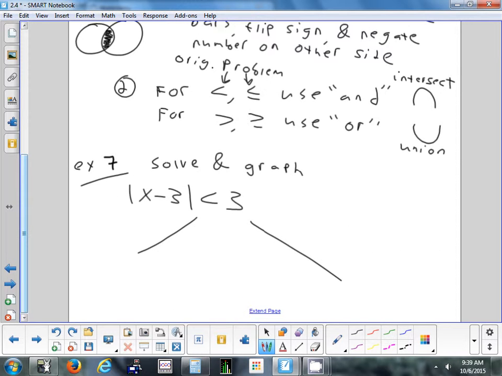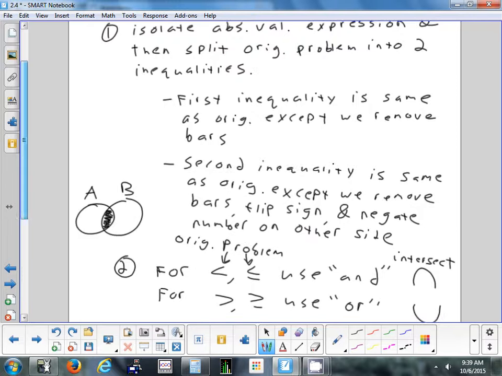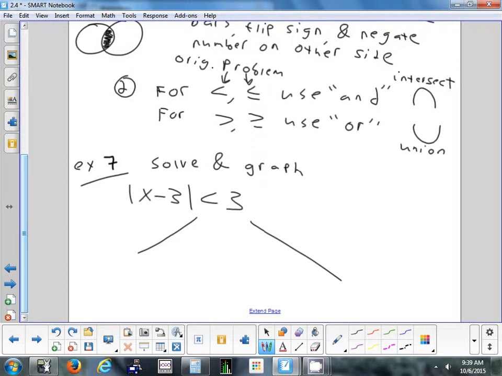Okay. First one: copy down the original problem. Just take out the bars. x minus 3 is less than 3. That's the first one.